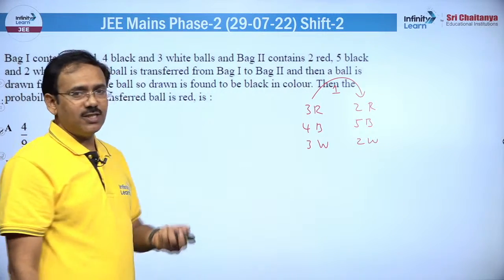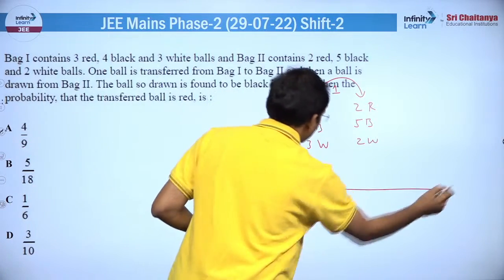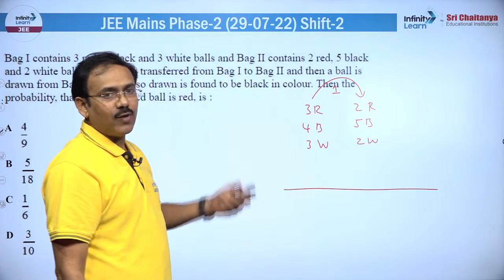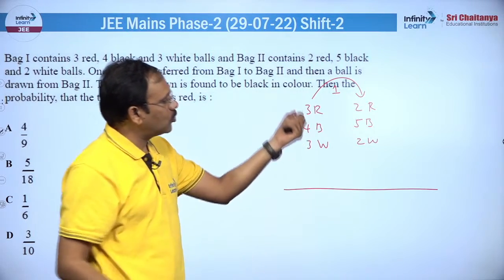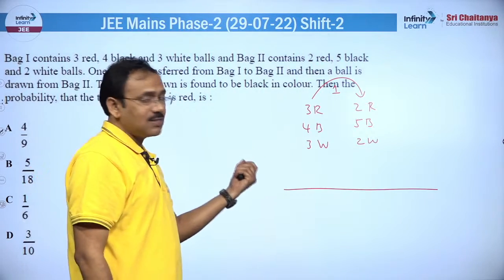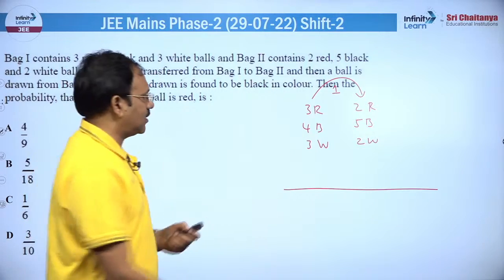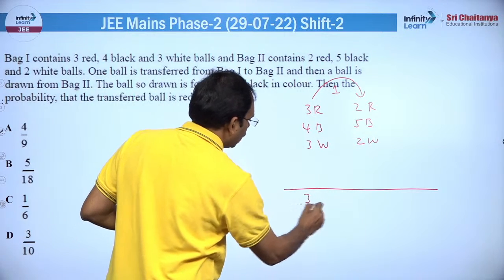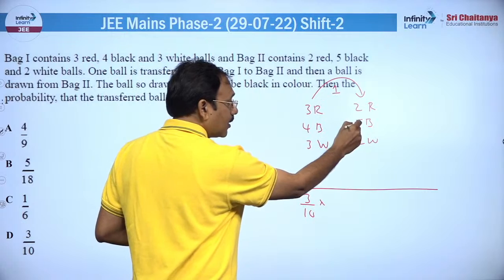So, that means, friends, it is Bayes theorem application. The ball that is transferred can be either red or black or white. So, now first red is transferred, then you have drawn black, or black is transferred, black is drawn, white is transferred, black is drawn, 3 cases. What is the probability that red is chosen? 3 out of 10 multiplied by, from this you have to get black.